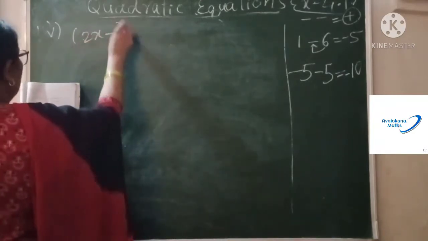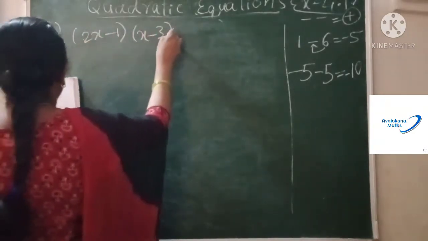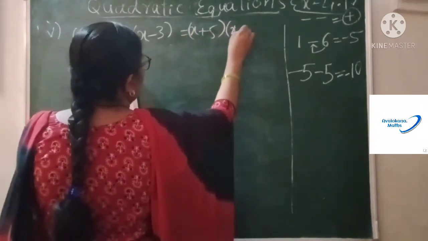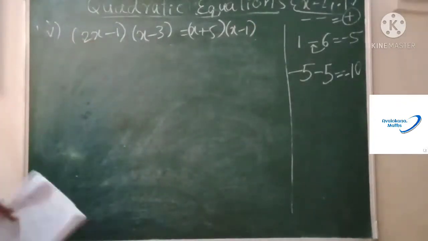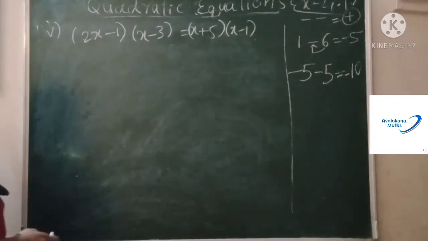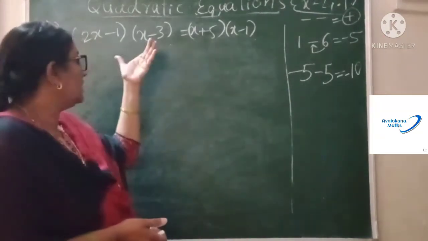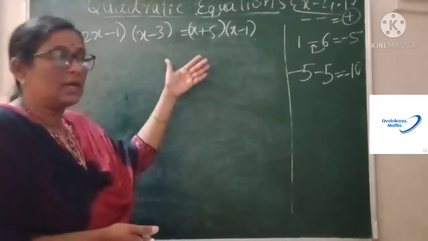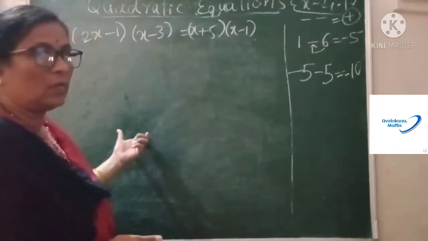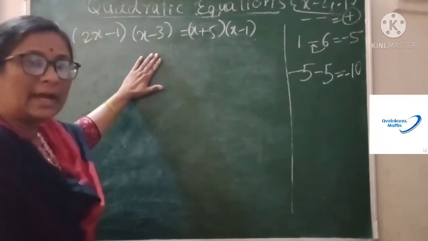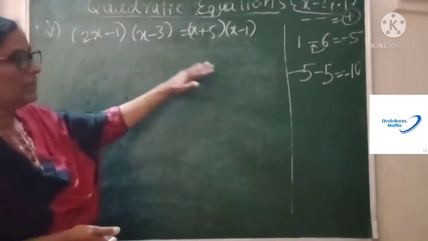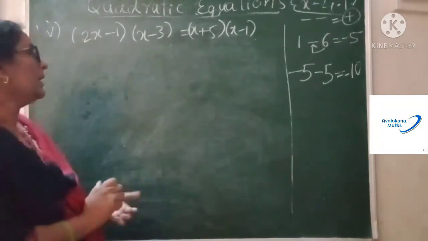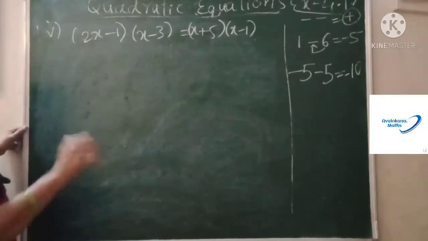2x minus 1 into x minus 3 is equal to x plus 5 into x minus 1. See, the main intention behind this video is for you people to learn the multiplication and addition of the brackets, and when to add, when to subtract. I am solving all the problems. If you understand this exercise, I think without any mistakes you can go with the remaining exercises. So make all the doubts clear. Okay, now listen. Same thing, same method, continue.